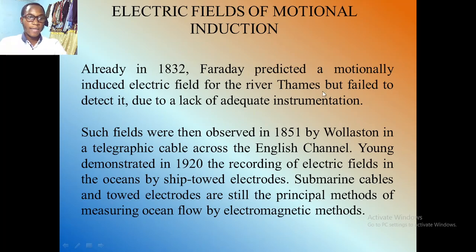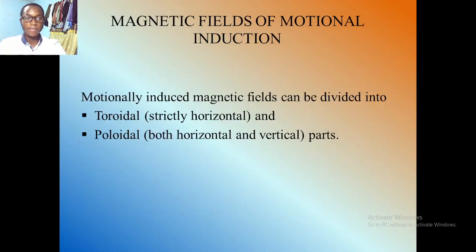In 1920, Young demonstrated recording of the electric fields in the ocean by ship-towed electrodes. So submarine cables and towed electrodes are still the principal methods of measuring ocean flow by electromagnetic methods. Now let's talk about magnetic fields of motional induction.